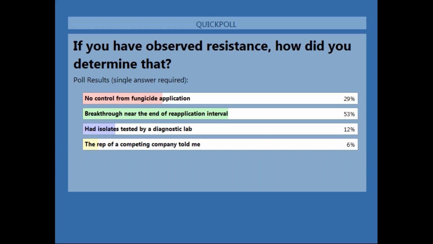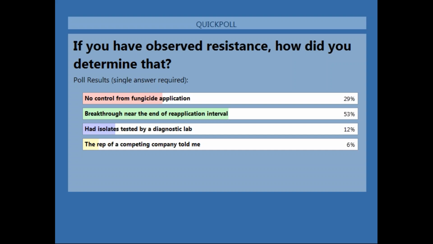All right, what are the results we have? So breakthrough near the end of the reapplication interval. And that's what I would have expected. That's the most common type of resistance that we see: you expected to get 28 days of control from a product, and you got 24 or 22. Or if you wanted to get 21, you got 17 or something like that. We'll talk about the different scenarios where you might see absolutely no control from an application, but that is typically the most common, especially if we're talking about dollar spot and DMI fungicides, or anthracnose and DMI fungicides. Some of those interactions are the most common that we see.